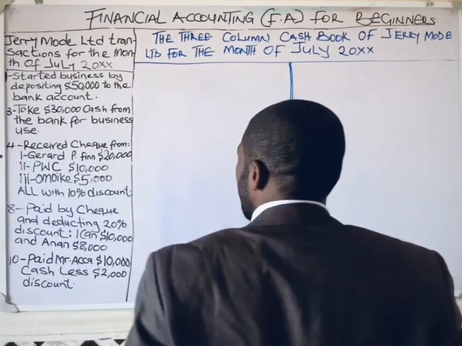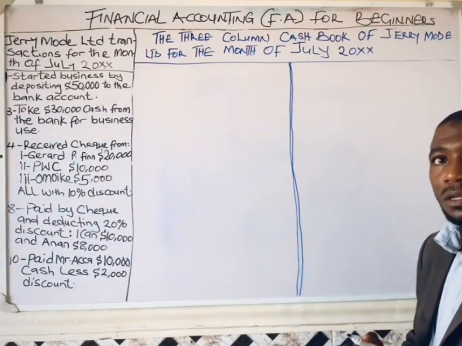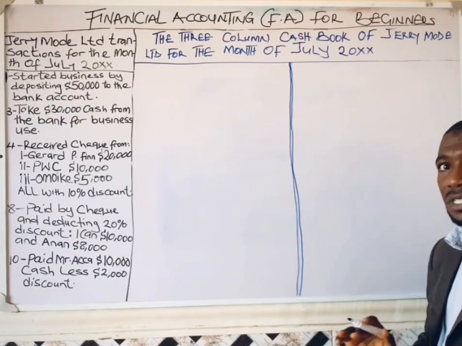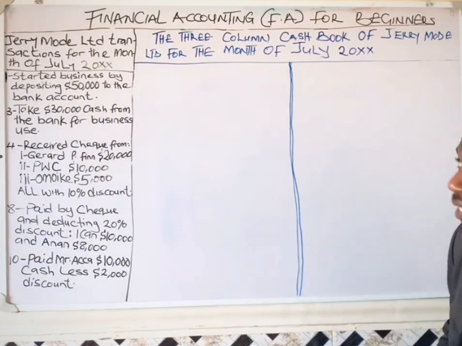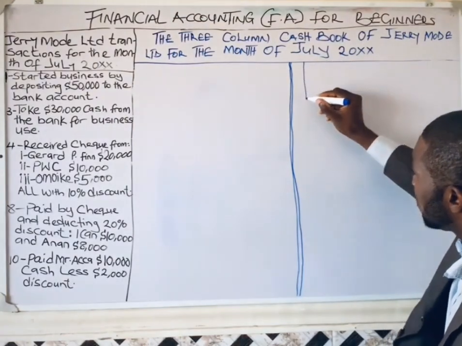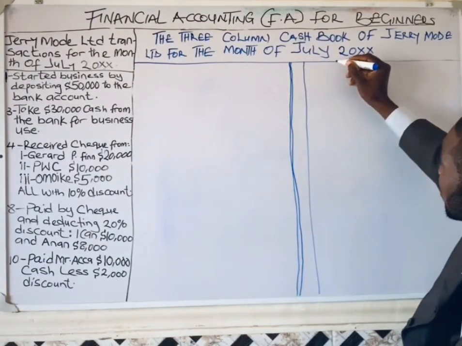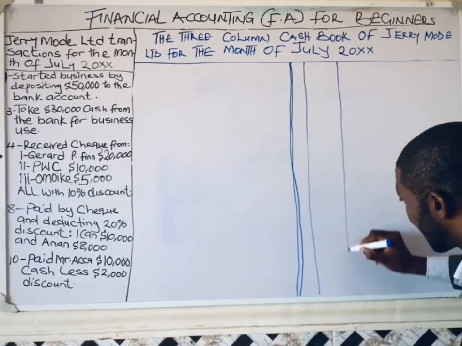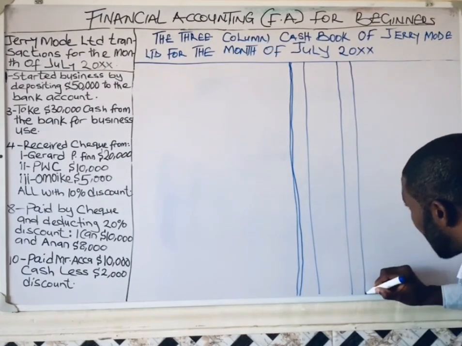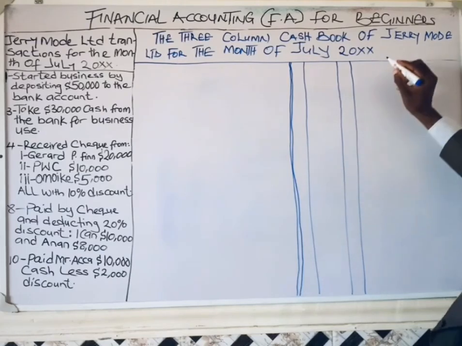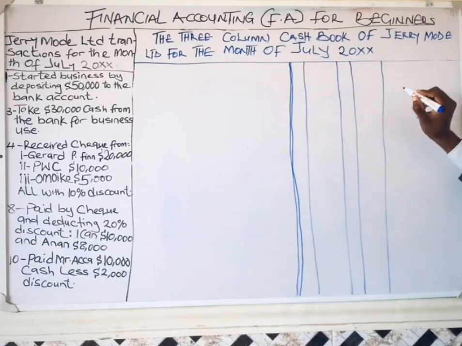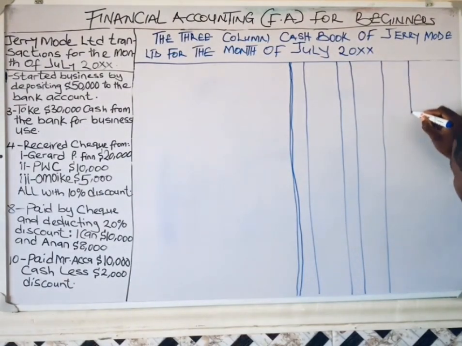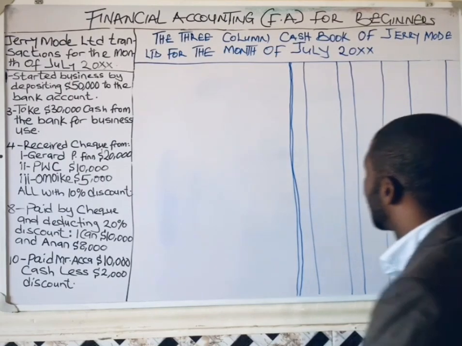As usual, if you go to my last lecture, you will see how we did it. We said there are constant columns, like the column for dates, column for particulars, they are constant. Ledger folio, these are constant columns. Then column for discount, the addition that makes it a 3-column cash book, column for cash, and column for bank. Simple as that.